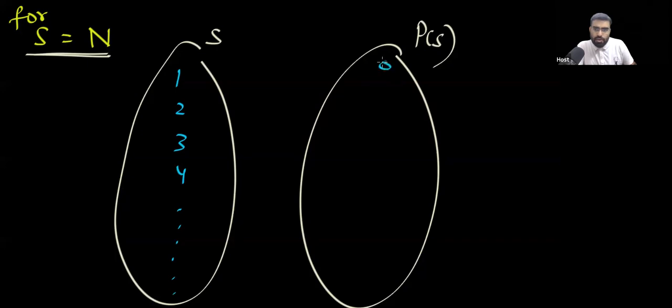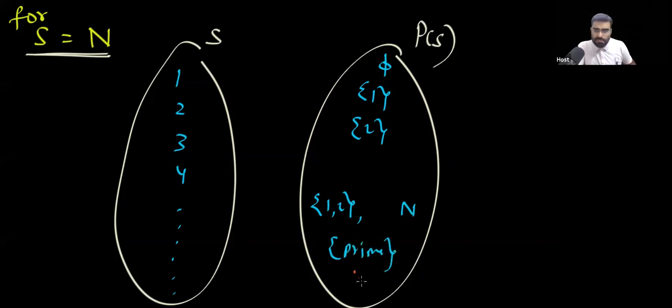For example, you have phi also, you have the set {1, 2} also, you have N also, you have the set of prime numbers also. You have every subset of N. But give me one injection. I just want an injective function. So yes, you can easily give this injective function.